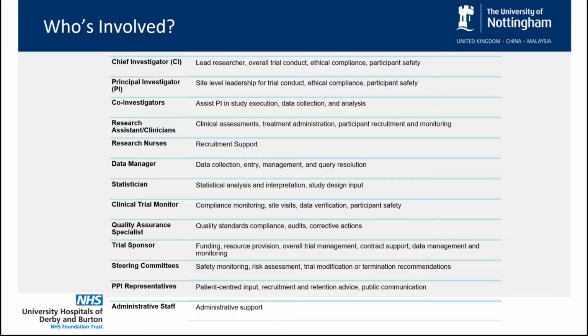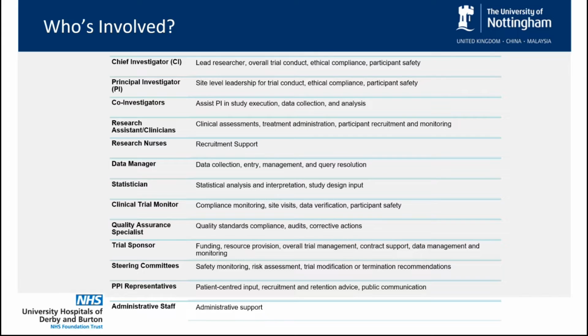the trial, complying with ethics, patient safety, and leading the research. That's the chief investigator. If it's across multiple sites, you would have people at different sites taking charge of that research. So they would have the overall leadership for trial conduct at that site. They would be the principal investigator. Typically, you would have co-investigators, so people helping run that trial with certain expertise.